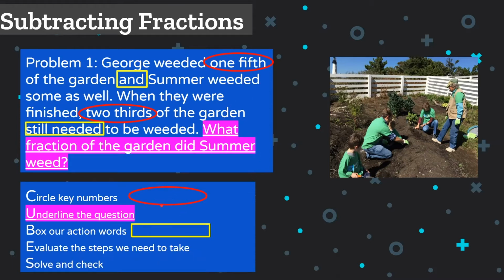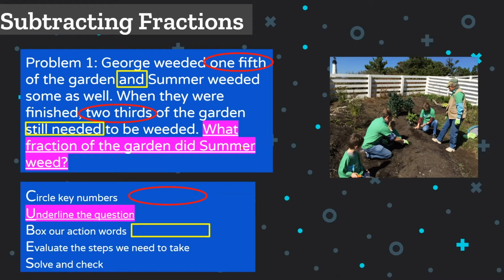So what did we notice here? The first part of the problem, George weeded 1/5 of the garden. There's a number. And when they were finished, he weeded 2/3 of the garden, still needed another number. Those are our key numbers, right? And then our question, highlighted and underlined: what fraction of the garden did Summer weed?